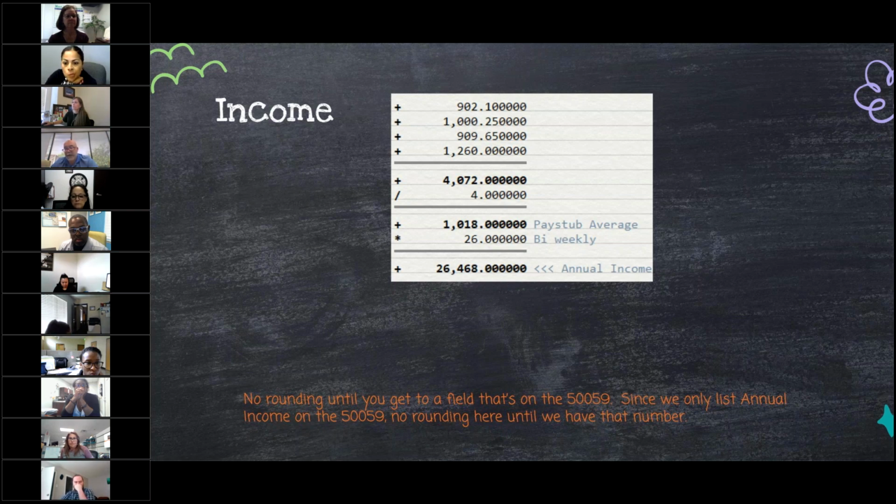This was probably the most miraculous example that I found with these check stubs, because there is no rounding. I thought that was pretty amazing: to average 4 pay stubs, get a whole amount divided by 4, and still no rounding. But here we are.